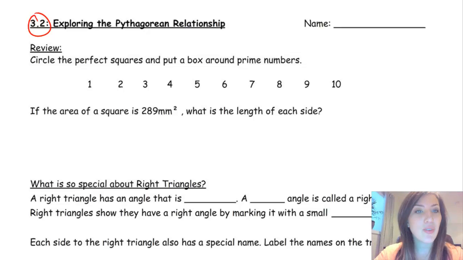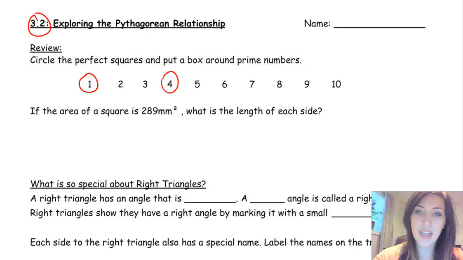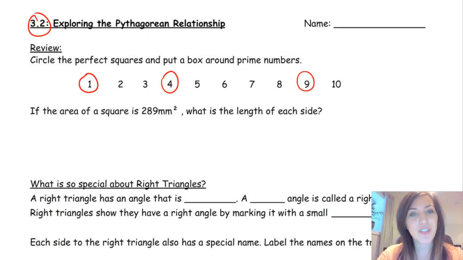Last lesson we learned about perfect squares and prime numbers, so let's put a circle around all the perfect squares between 1 to 10. So 1, 4, and 9 are all perfect squares because 1 times 1 is 1, 2 times 2 is 4, and 3 times 3 is 9.